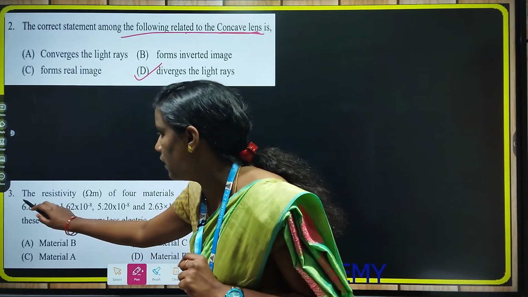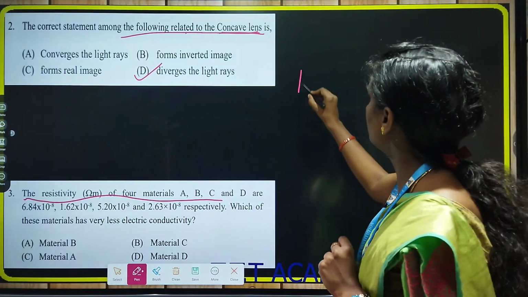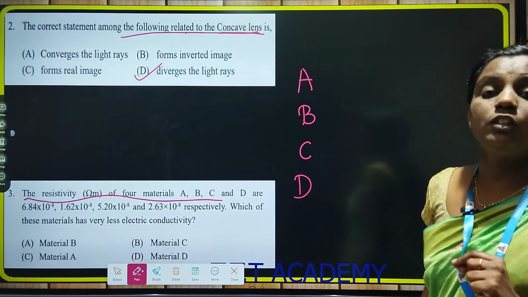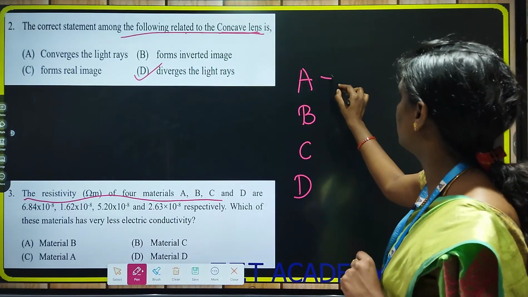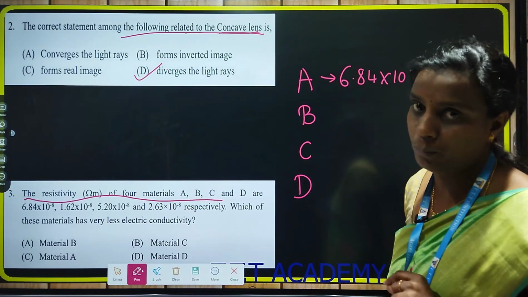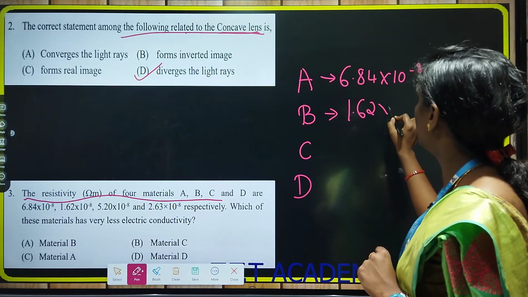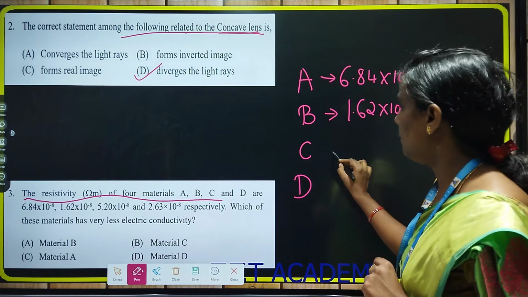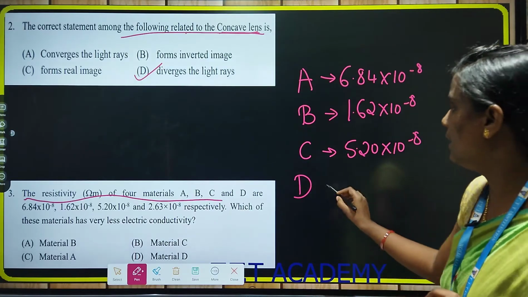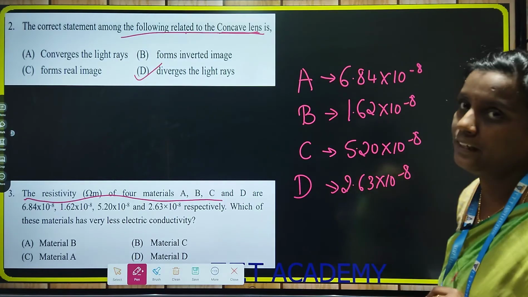Then coming to the third question, the resistivity of 4 materials A, B, C, D. The first material A has a resistivity of 6.84 into 10 to the power of minus 8 ohm meter. Then the second material B has 1.62 into 10 to the power of minus 8. C has 5.20 into 10 to the power of minus 8, and D has 2.63 into 10 to the power of minus 8.